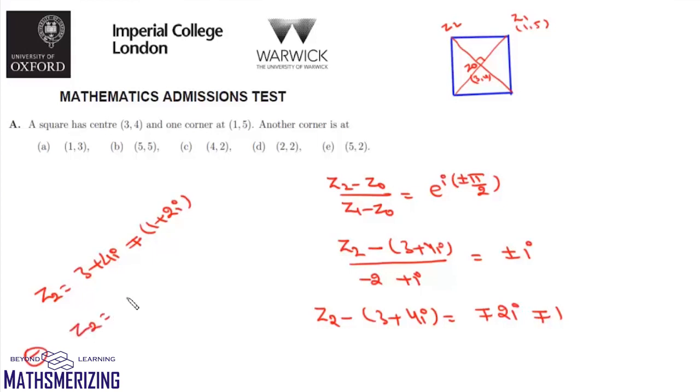Now we'll take the minus sign. We'll get Z2 as 2 plus 2 iota, and if we take the plus sign, we'll get Z2 as 4 plus 6 iota. So one of the corners will be (2, 2) and the other one will be (4, 6). So the only option that we have here is (2, 2), and that's your option number D.